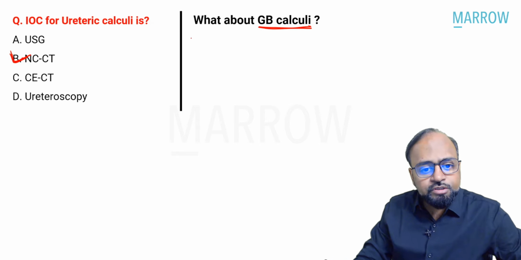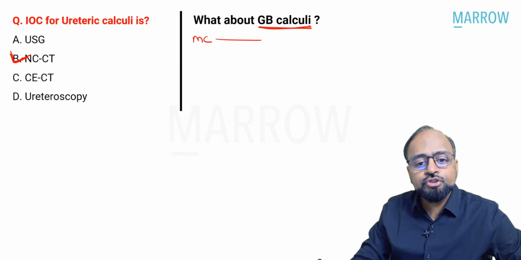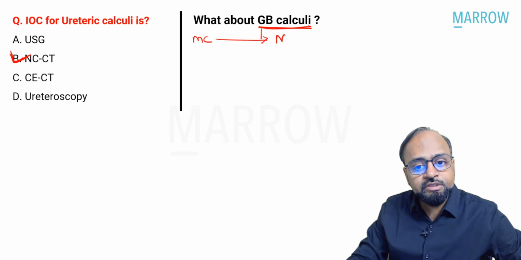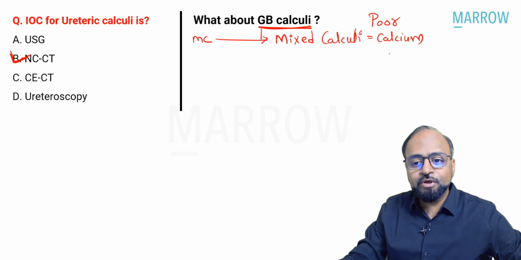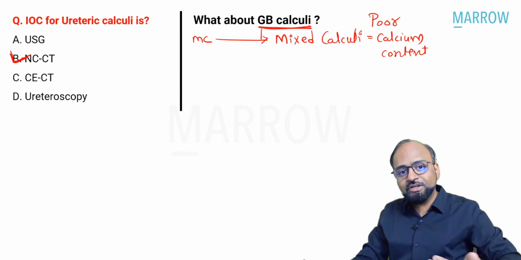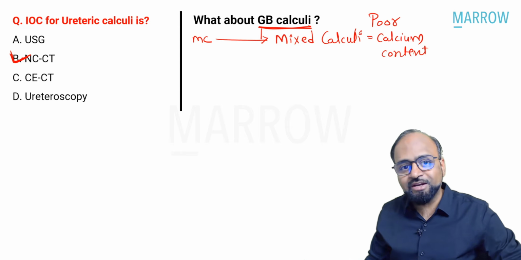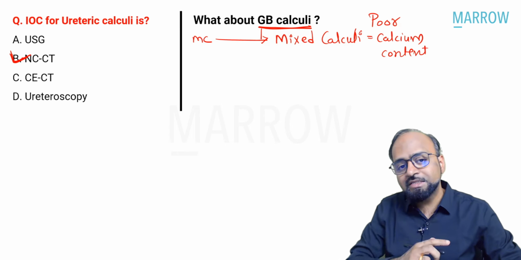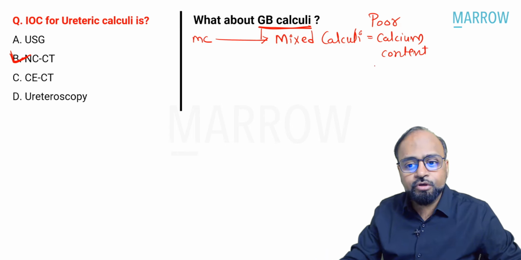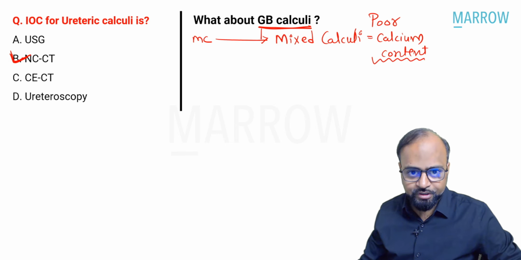Now, can you tell me what is the most common composition of a GB calculus? These are usually, yes, mixed calculi. And because they are mixed calculi, remember that they have poor calcium content. Because of this, many times it happens that you do a CT scan in a known case of GB calculi and you are simply unable to identify that particular calculus. Why is CT scan not able to identify it? Because of the poor calcium content within it.